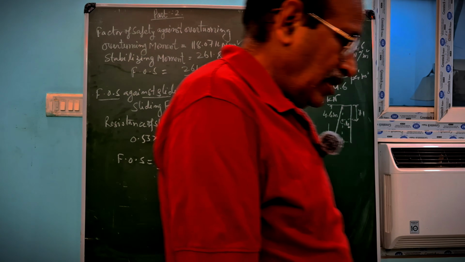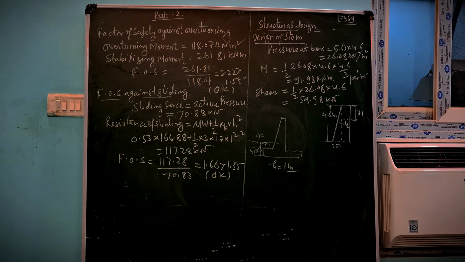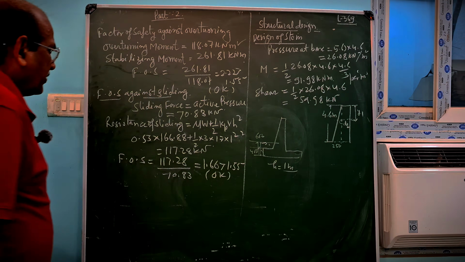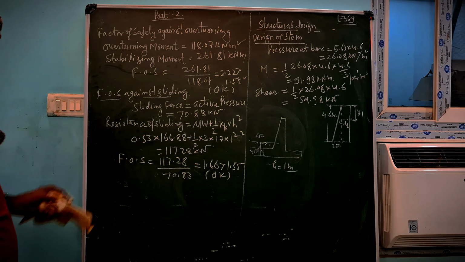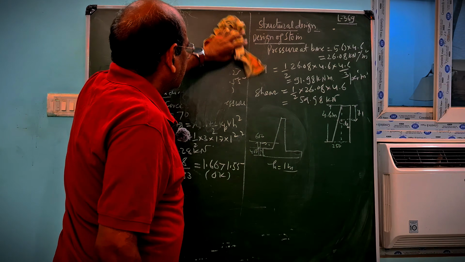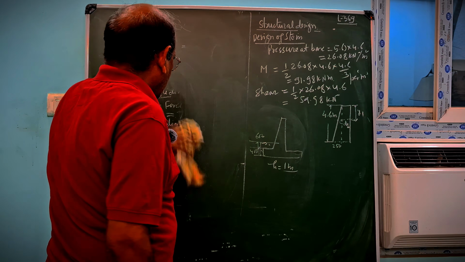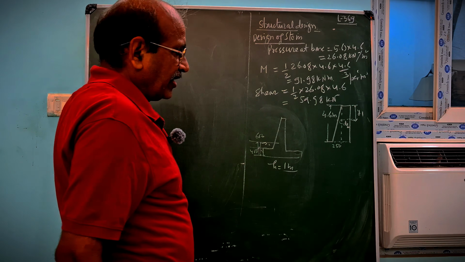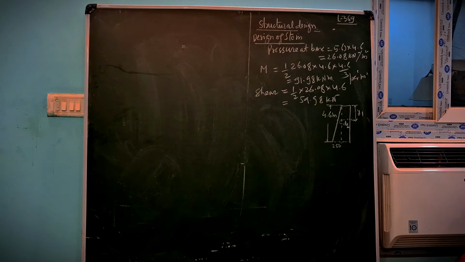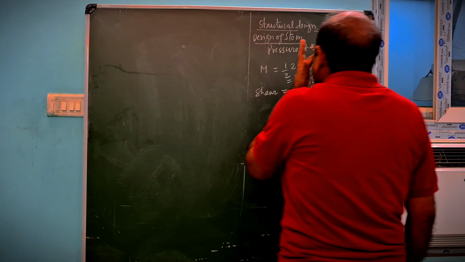So you can check the stability requirements with the help of this. There should not be any doubt. I think it is clear. So we'll go for the structural design, that is the steel, how you find out the quantity of steel. So let us see the design steps.